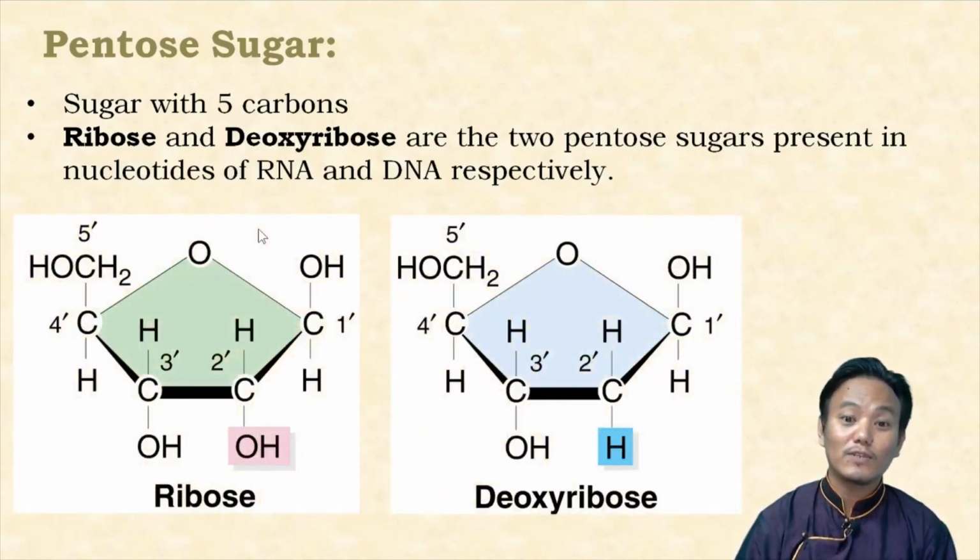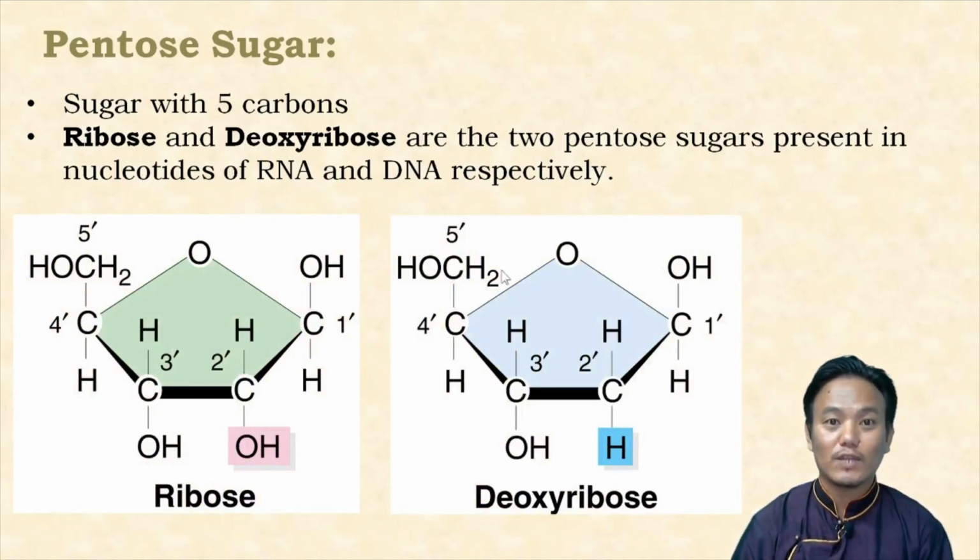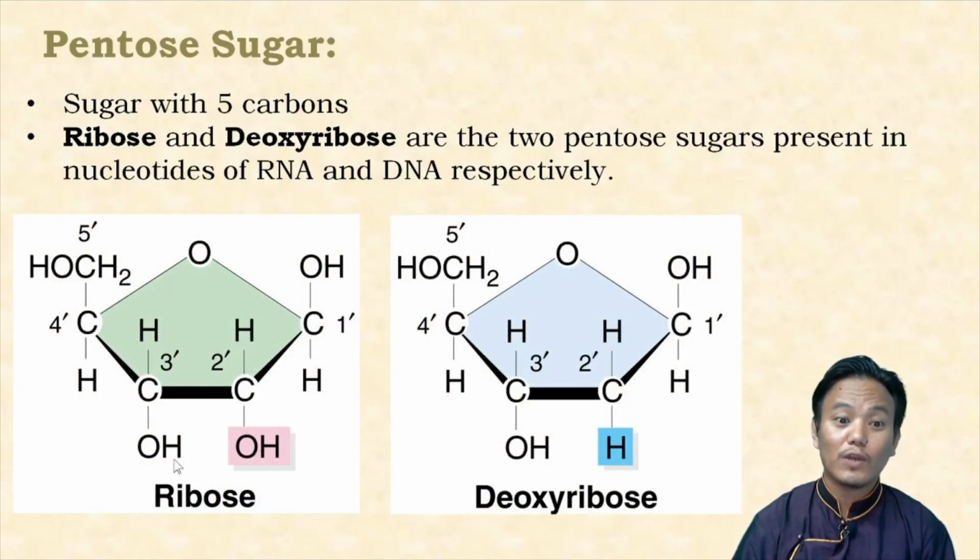Now let us look at these two pictures. This is a ribose sugar and this is a deoxyribose sugar. The difference is quite obvious. If you look at carbon number 2, the carbon numbering is not arbitrary. So carbon 1, 2, 3, 4 and 5, it is a pentose sugar, right?